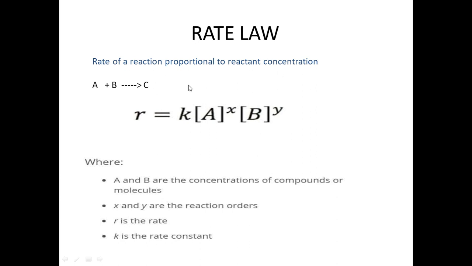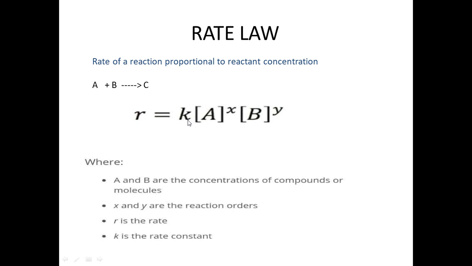So how fast or slow a reaction can proceed depends on how much of the reactant was used initially. So we have A plus B giving you C. The rate law equation says that the rate of this reaction is proportional to the concentration of the reactants, which are A and B.